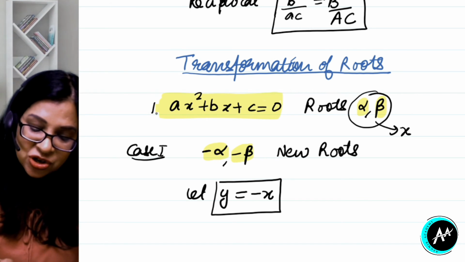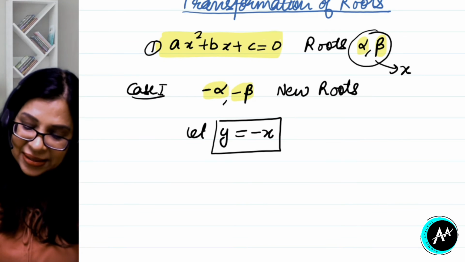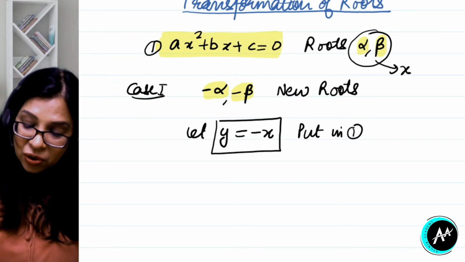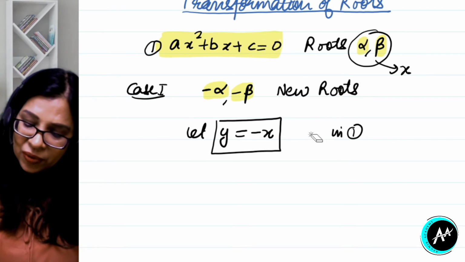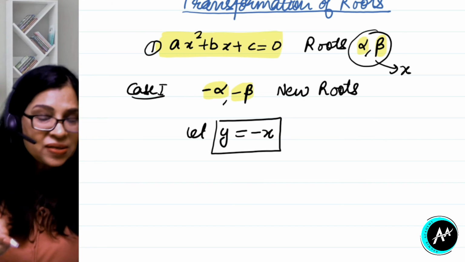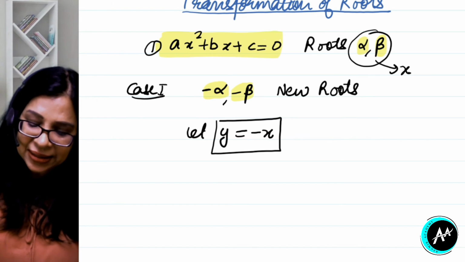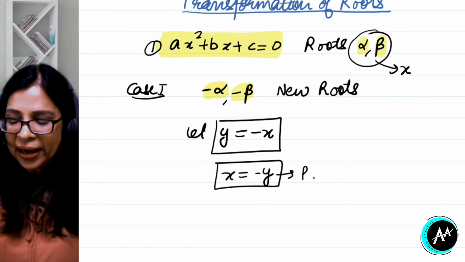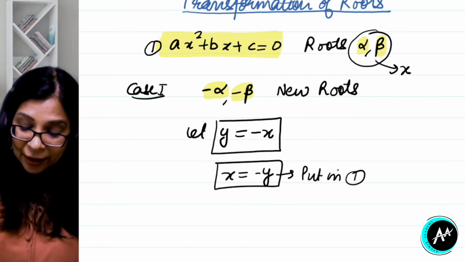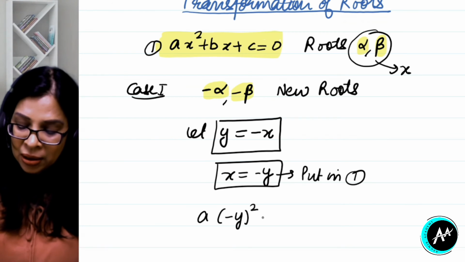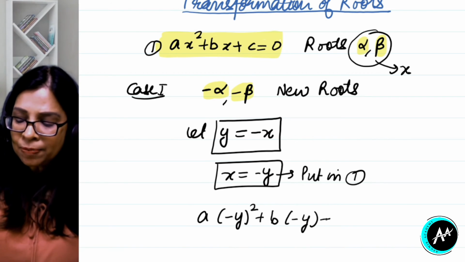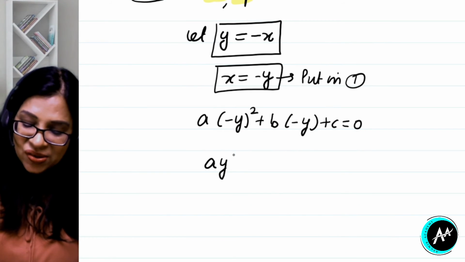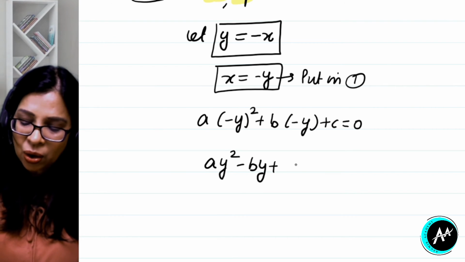Let me call this equation 1. So let me put y equal to minus x in 1. What do I get? Or you may first write it this way, because we can replace x. If y is minus x, then x will be equal to minus y. So let us put this value of x as minus y in 1. What am I getting? a into minus y whole square plus b into minus y plus c equal to 0. If you open the brackets, I get ay square minus by plus c equal to 0.